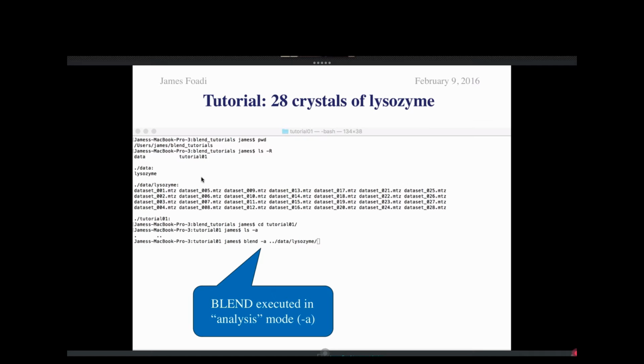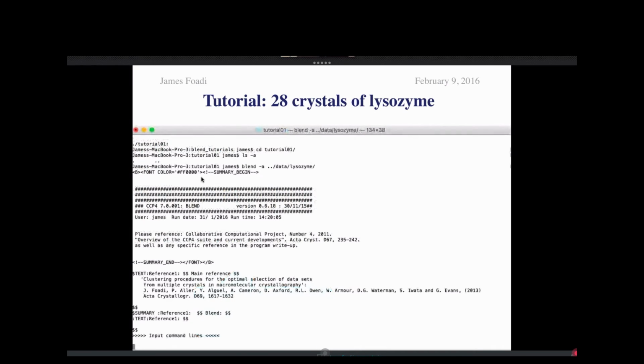To execute Blend in analysis mode, so at the beginning of the process, we simply type blend -a followed by the path to where all data are included, in this case, data lysozyme directory. The program execution starts, showing the version and the main program reference of 2013.